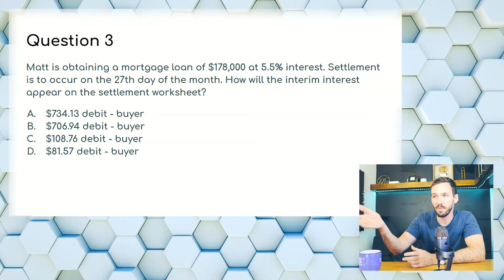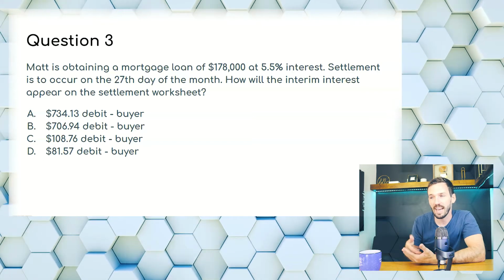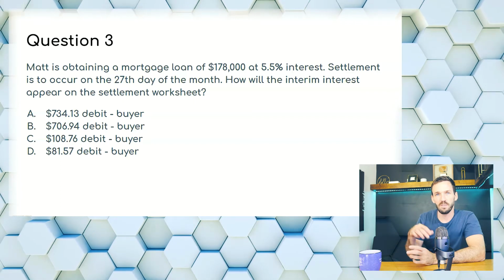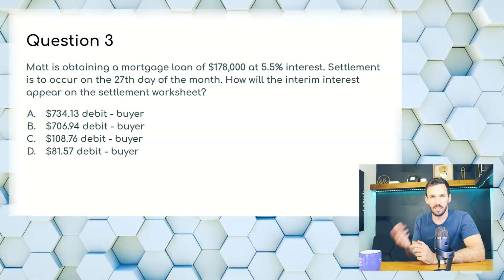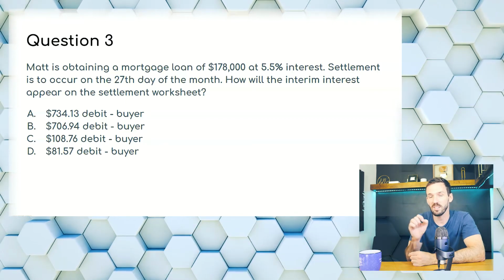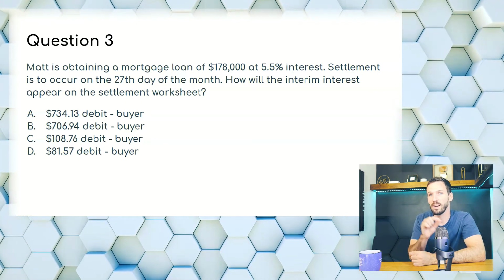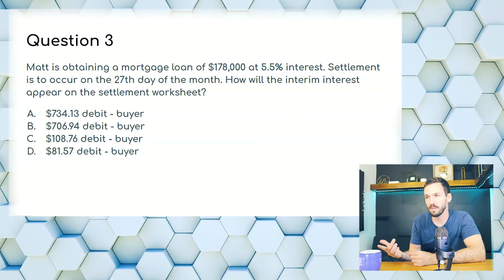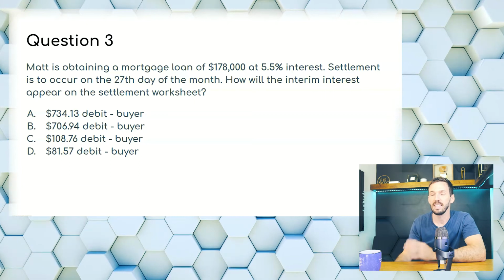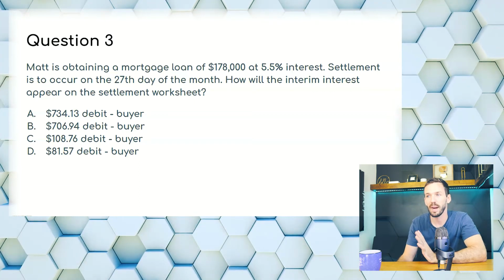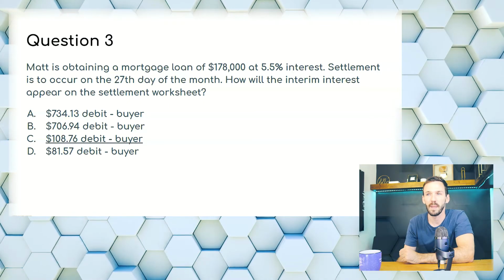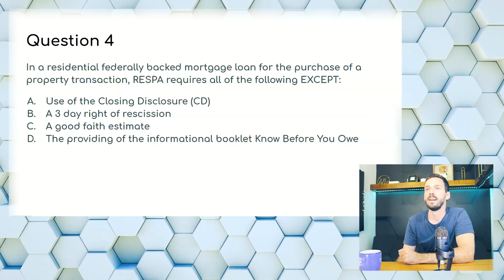$178,000 times the 5.5% interest gives you $9,790 of annual interest. Divide that by 360 days because 360 days in real estate are in a year. That's $27.19 interest per day. That times 4 is $108.76 debited to the buyer. Buyer has to pay those 4 days. They'll basically own the property for that month. Answer is C.